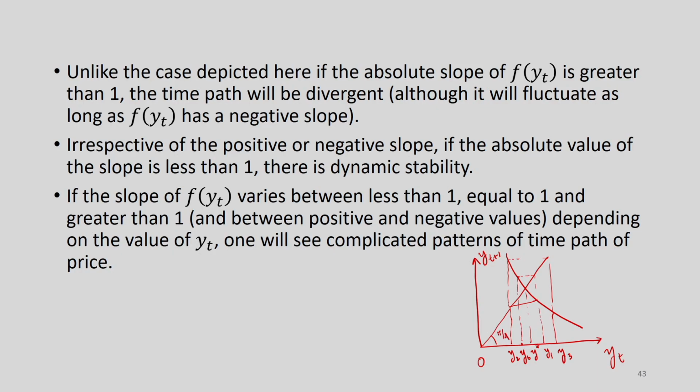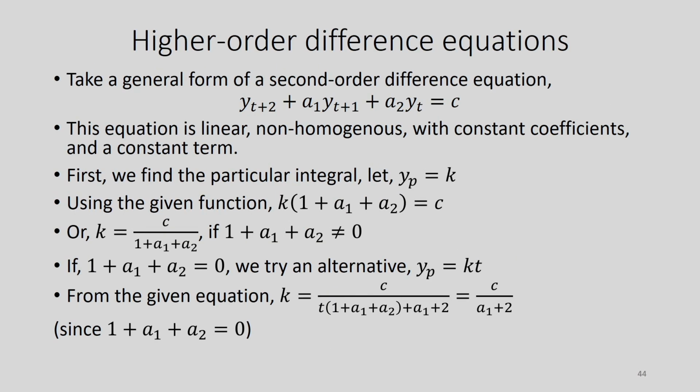Okay. Just think about it in terms of a diagram. Suppose you have something like this. You can see first we are starting from a very steep line, but then it is flattening out, and again it is getting quite steep at this range. So, here the slope is varying between less than 1, equal to 1, greater than 1, and so on. In this case, with an S-shaped kind of function, you can have a very complicated pattern of price over time. Okay.